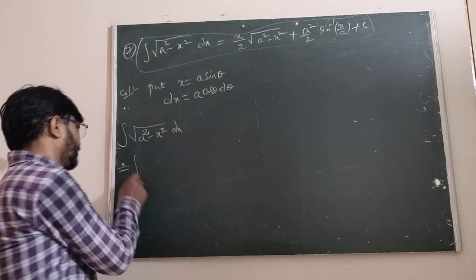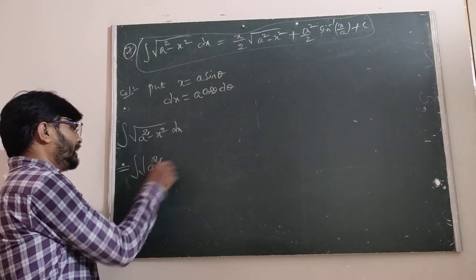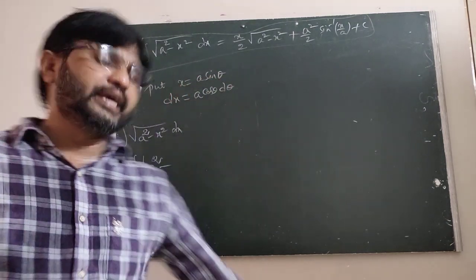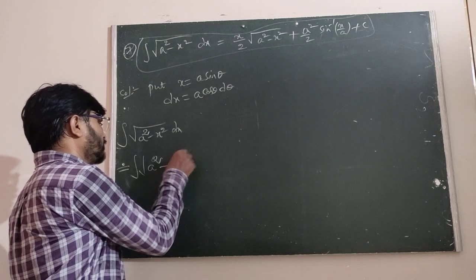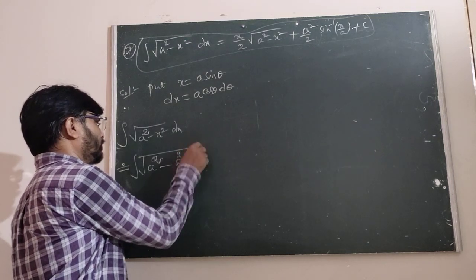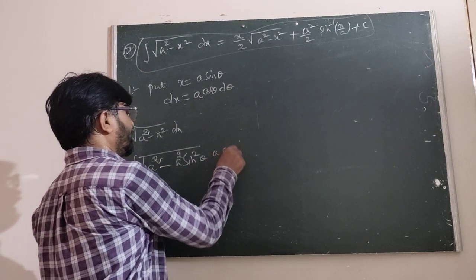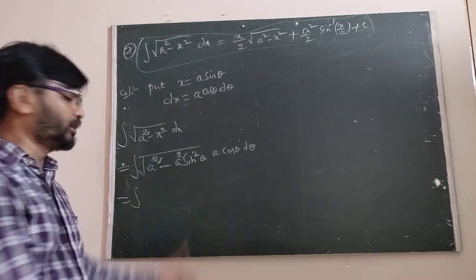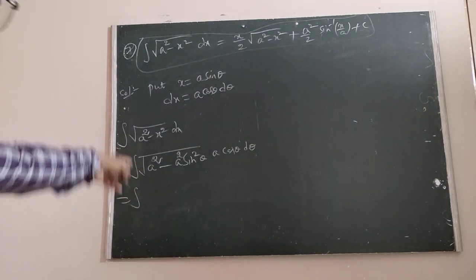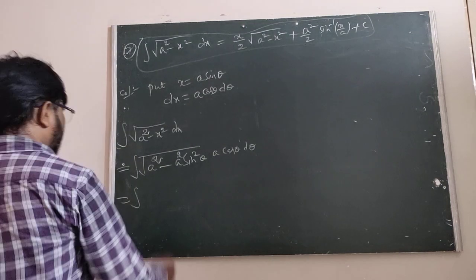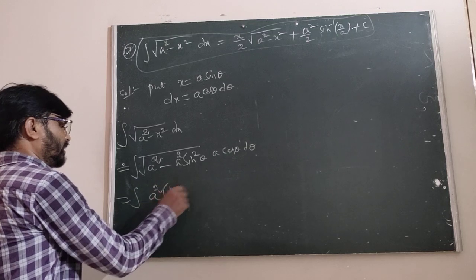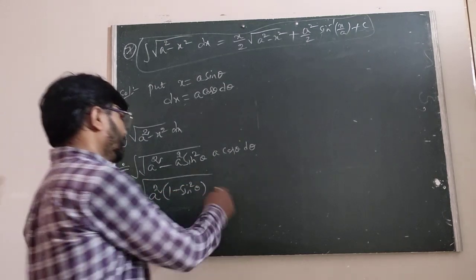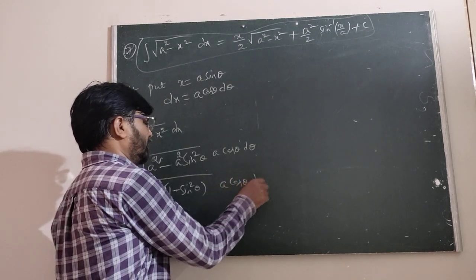Therefore, now we write under root a square minus x square, where x is a sin theta, so x square is a square sin square theta. Under root of a square minus a square sin square theta, and what is the dx here? a cos theta into d theta. After that we look at the under root part. In that, a square is the common factor. The remaining is 1 minus sin square theta under root. Therefore, here a into cos theta d theta.